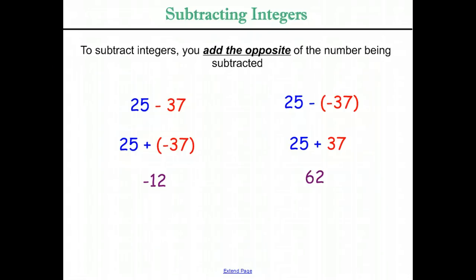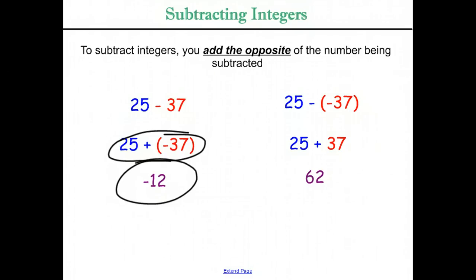So for 25 minus 37, that means we have 25 plus negative 37. Remembering how to add integers that have opposite signs. If not, go ahead back and look at the lesson for adding with negative integers. You have 25 plus negative 37 is equal to negative 12.